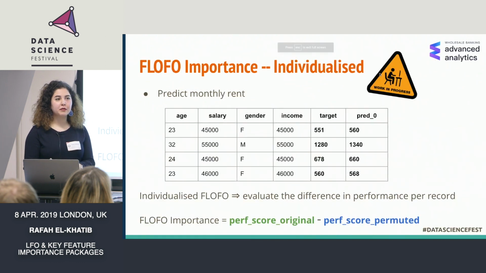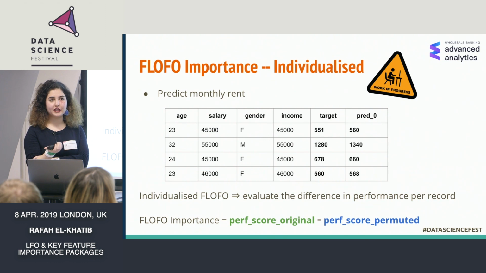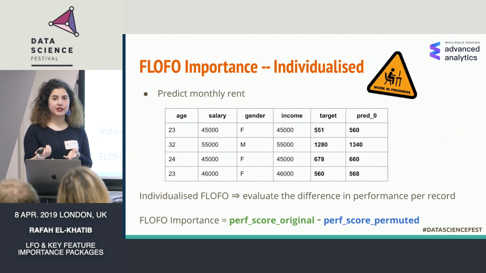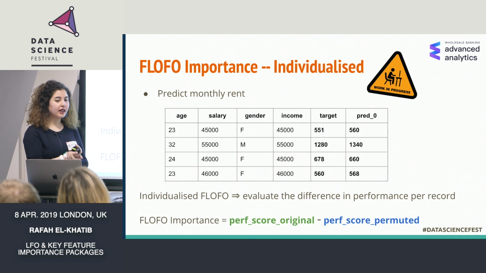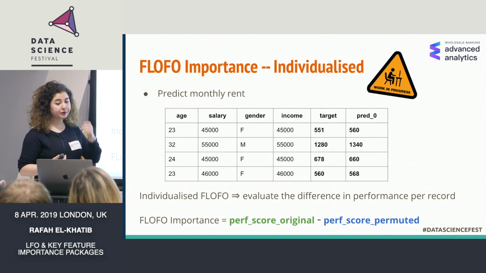Something else we're working on, but it's not finished yet, is, okay, we've seen a lot of global feature importance packages, but what if we really want to interpret every prediction? So what features affected every prediction? So these are individualized importance metrics. And they're really important for interpretability, so we wanted to make a variant of FLOFO for that as well.